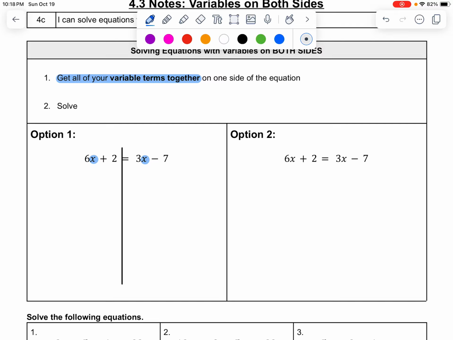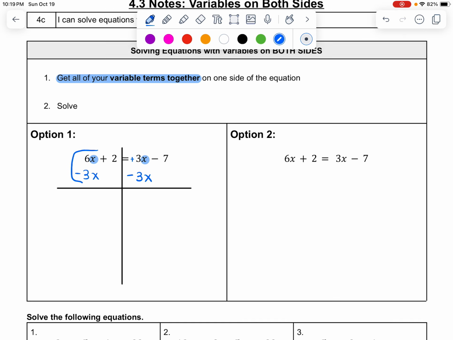So in order to do that, I'm going to move one of the x terms to the other side by undoing it. For option number one, I'm going to show you what happens if we decide to move the 3x. And for option number two, I'm going to show you what happens if we decide to move the 6x. So, in order to undo a 3x, since this is really a positive 3, we're going to subtract 3x on both sides. Now, when we do that, you'll notice I'm lining up where I'm writing this so that the x terms are on top of each other.